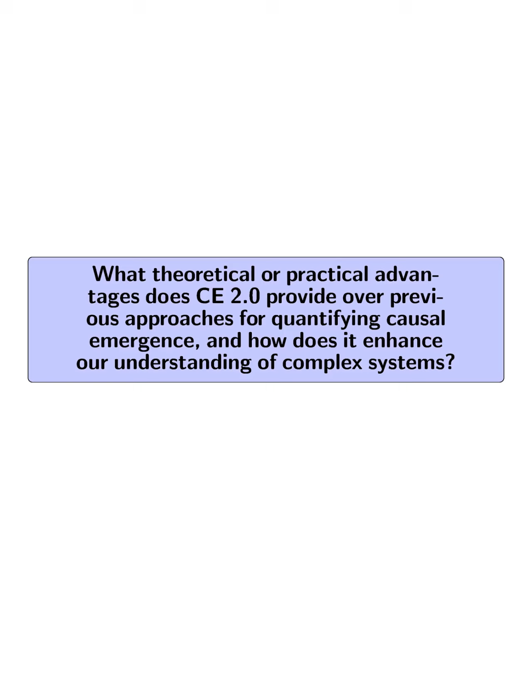What theoretical or practical advantages does CE 2.0 provide over previous approaches for quantifying causal emergence, and how does it enhance our understanding of complex systems?